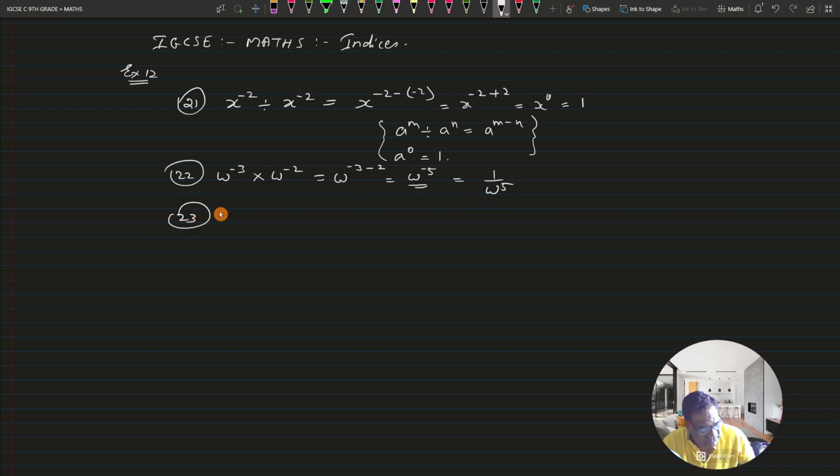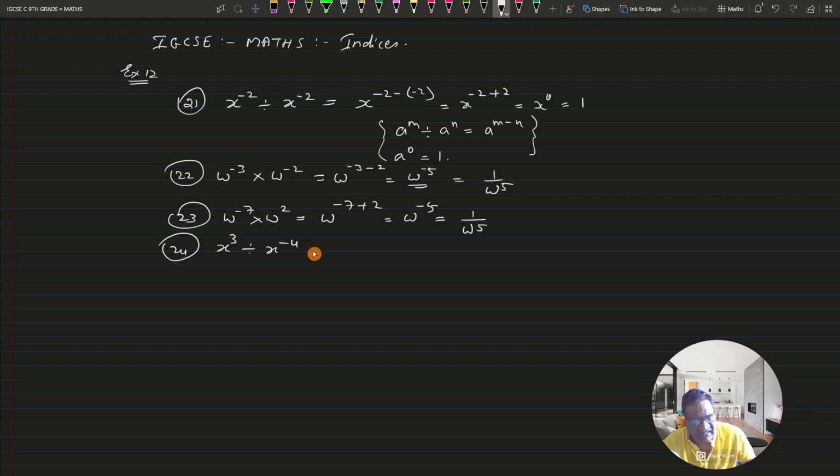Question number 23 is w raised to minus 7 multiplied by w raised to 2. Because the bases are the same, we'll write w raised to minus 7 plus 2. This should work out to w raised to minus 5. If you don't want a negative index, write 1 upon w raised to 5.